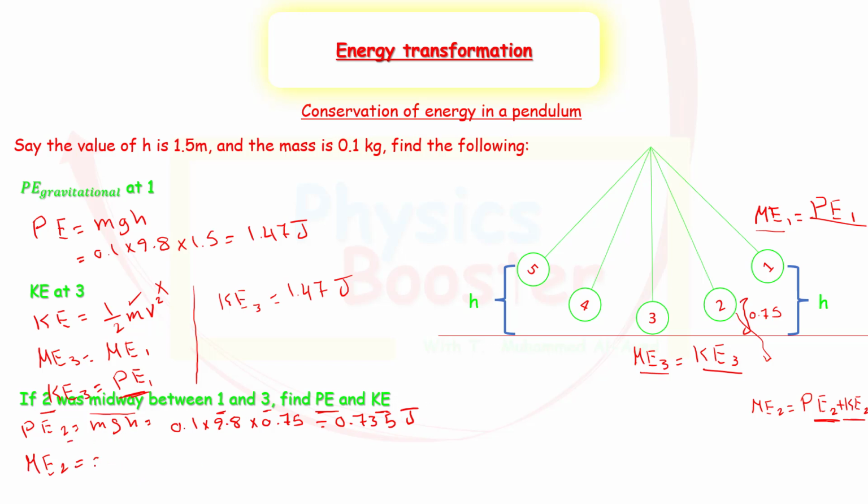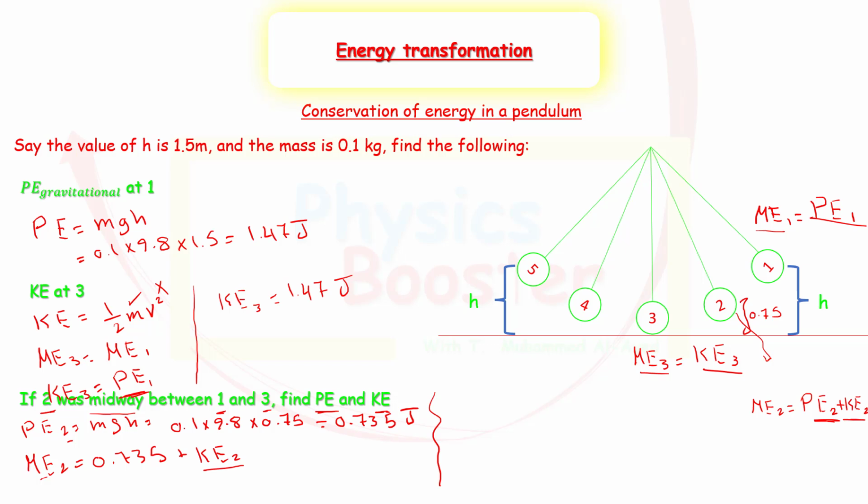So I'm going to say this is equal to 0.735 plus the kinetic energy at 2, which I do not know. Now I have two unknowns. I have the mechanical energy at 2 that is unknown and the kinetic energy at 2 that is unknown.